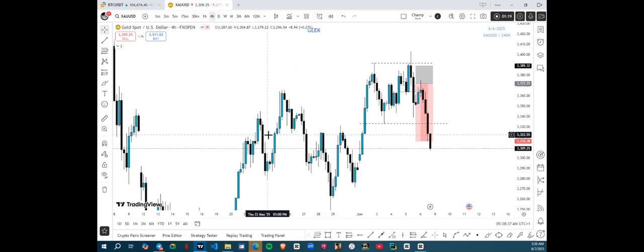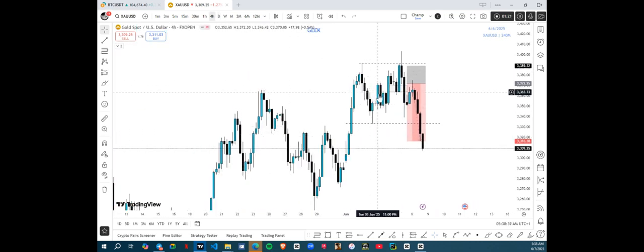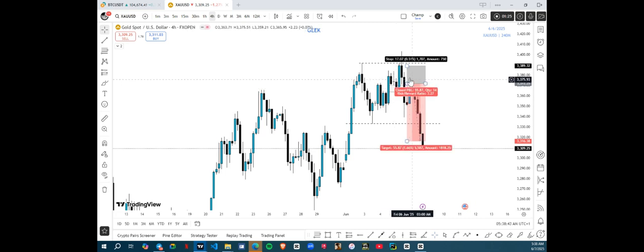We go down to the 4 hour chart. We had a shift in market structure and the 4 hour fair value gap. As you can see here, we have our entries here, entering the fair value gap, stop loss here, and the TP at the fair value gap.